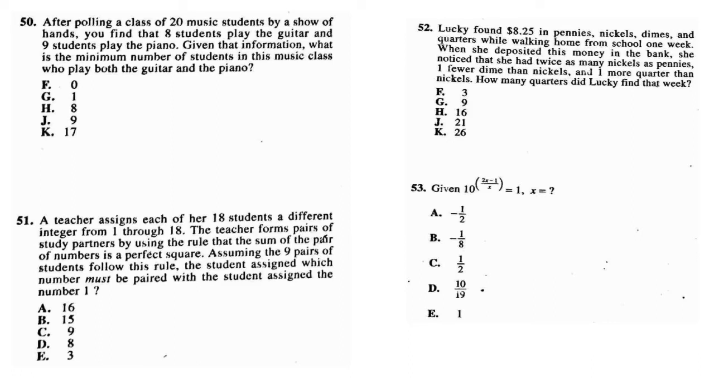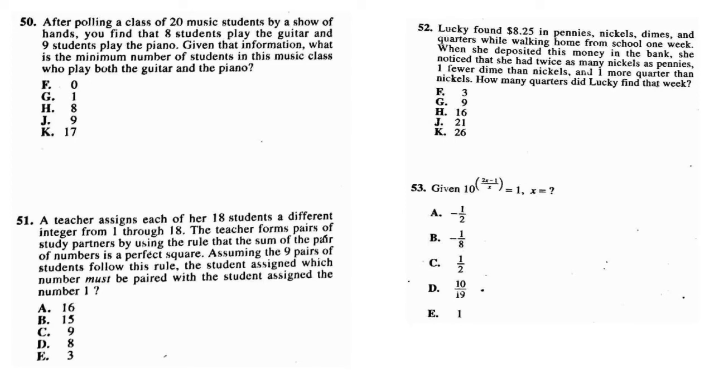Okay, number 50. So for 50, after polling a class of 20 music students, by show of hands, you find that 8 students play guitar and 9 play piano. Given this information, what is the minimum number of students in this music class that play both guitar and piano? So this is kind of a tricky question in my opinion. You have a total of 20 music students. Well, you're looking at where really these overlap.